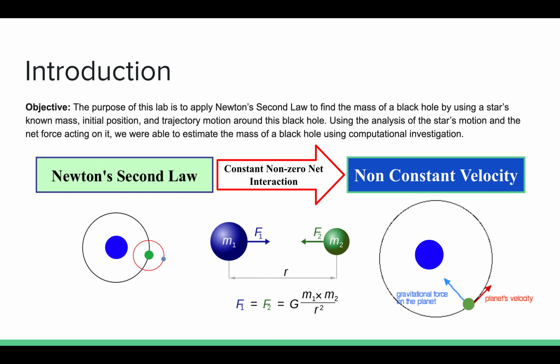In this lab, we will apply Newton's second law to find the mass of a black hole by using a star's known mass, initial position, and trajectory motion around this black hole.